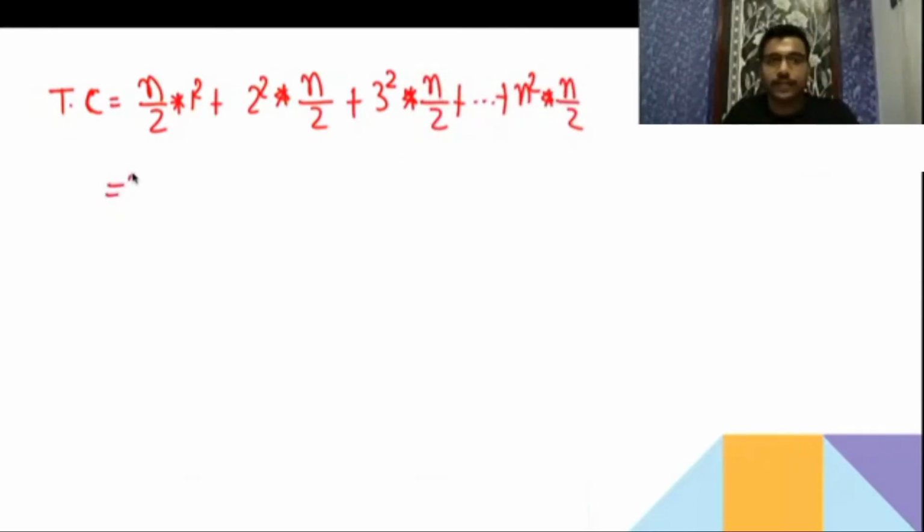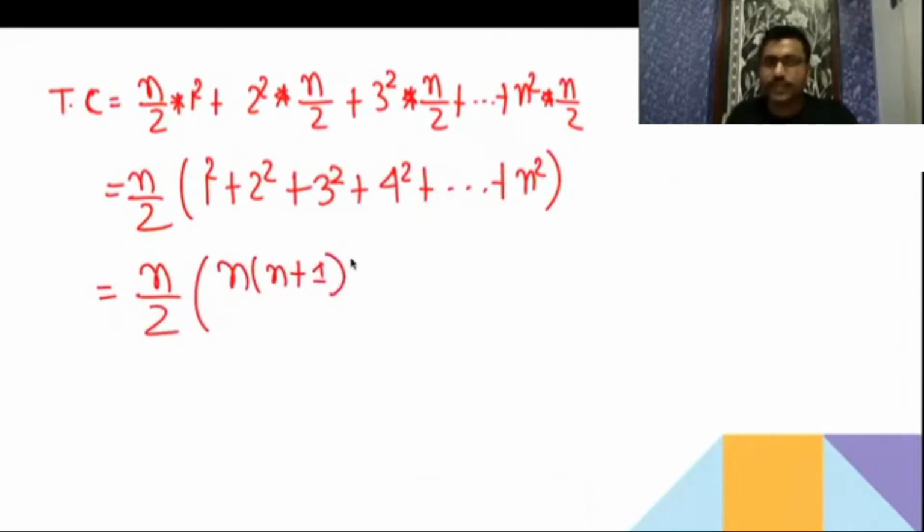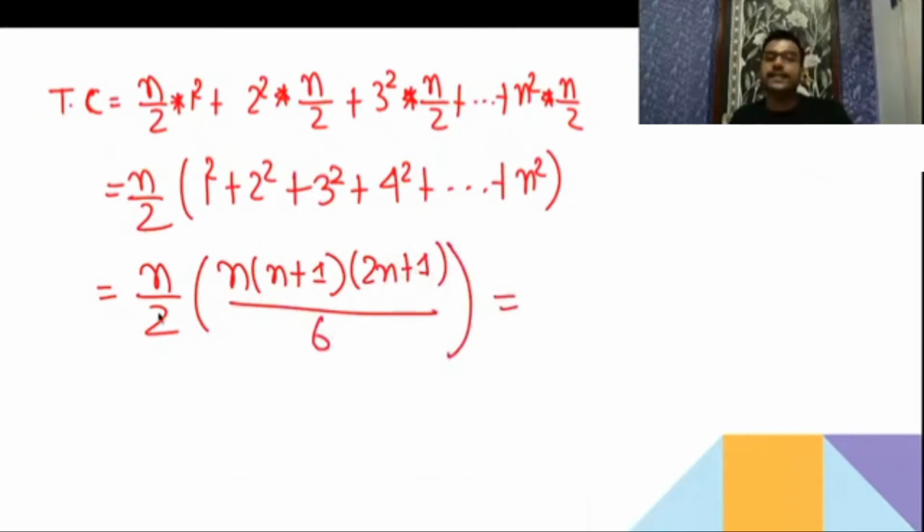Now take n by 2 as common, then 1 square plus 2 square plus 3 square plus 4 square till n square. The sum of squares of the first n natural numbers is n into n plus 1 into 2n plus 1 by 6. Let me verify it. Yes, it's correct. So you see the leading term here: n power 1, then 2, then 3, 4. The leading term is n to the power 4. That's why it's big O of n to the power 4.